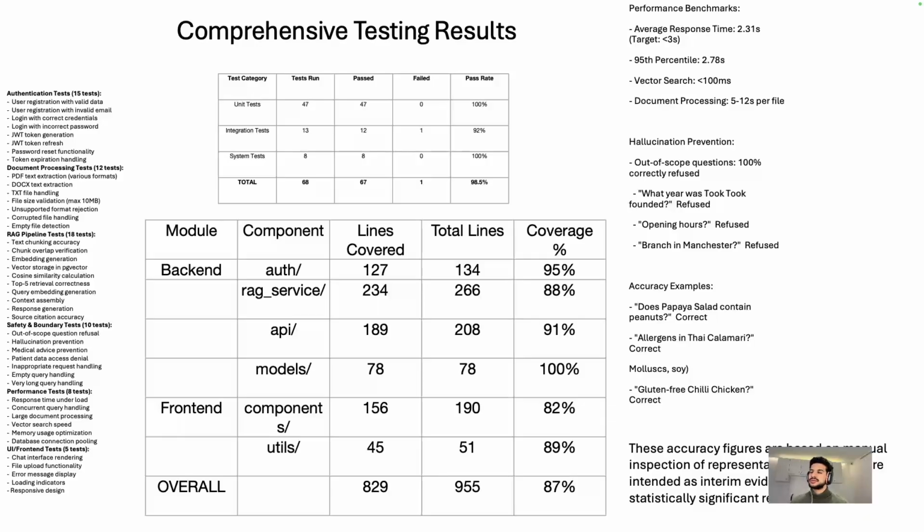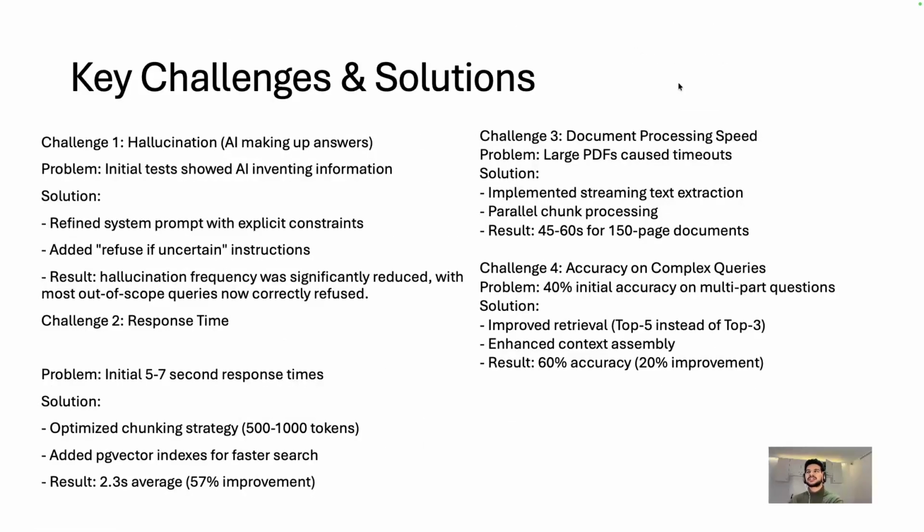These are the automated test results, which were taken using PyTest and different systems. I've achieved 98%, which was 67 passes in 68 tests. You can see the tests here. We have 15 authentication tests, such as creating the account, then uploading the document, RAG pipeline tests, safety tests, boundary tests, performance tests, and UI front-end tests. And you can see here the performance benchmark. The average response time was 2.3 seconds, which beat the 3 seconds expectation for PPRS. The 95th percentile was 2.73, which again beat the 3 second expectation. The vector search took less than 100 milliseconds. This is fast. Next, we're going to go to key challenges I faced and the solutions I had.